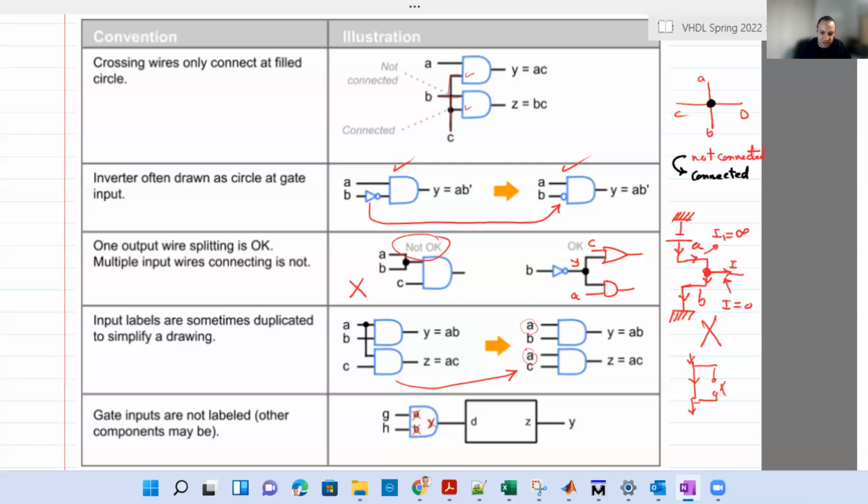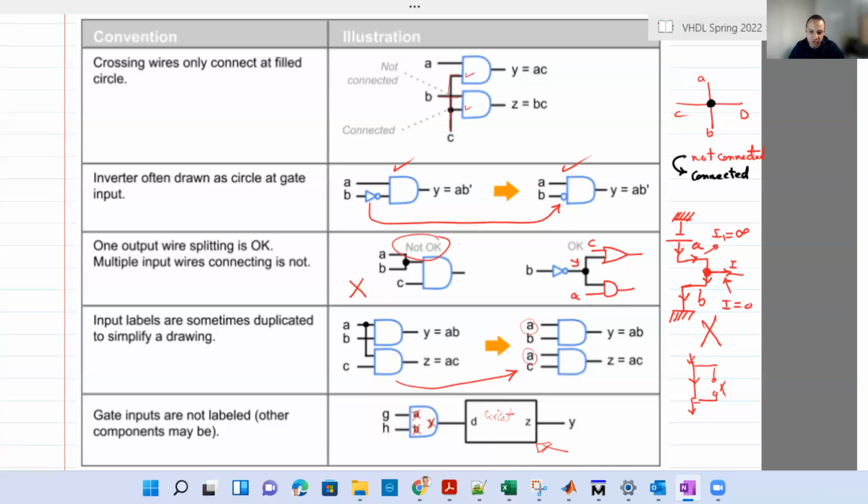Finally, and this is something maybe you will not encounter, we don't label any gate input from inside the gate. But for a block diagram, you can do that. Like here, you have a block. This block means inside here there is a circuit with multiple gates. This one, the inputs can be labeled from inside. But for one gate, like an AND gate or OR gate, or NAND or NOT, we don't label from inside.